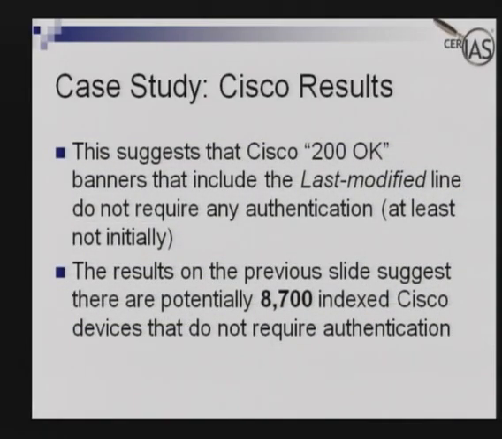So what does this mean? If we see a Cisco 200 OK banner that includes a last modified line, it indicates to us that there are about 8,700 Cisco devices on the internet right now that require no authentication to access.